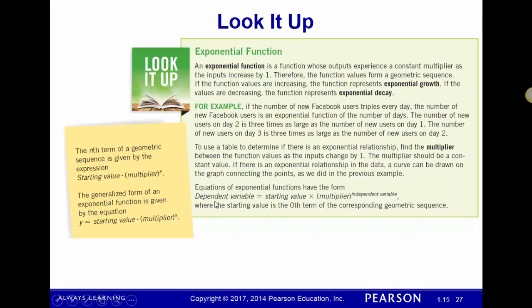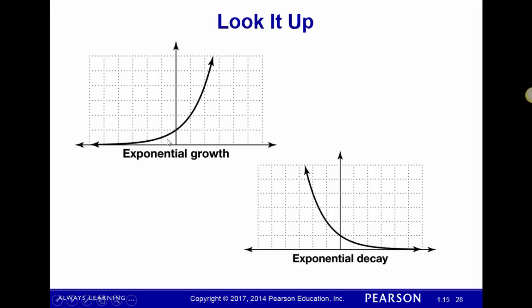And again, here's the basic form. The dependent variable is equal to the starting value times whatever the multiplier is raised to the independent variable, which is usually some type of a time parameter. And here's what the graphs look like: exponential growth, exponential decay.